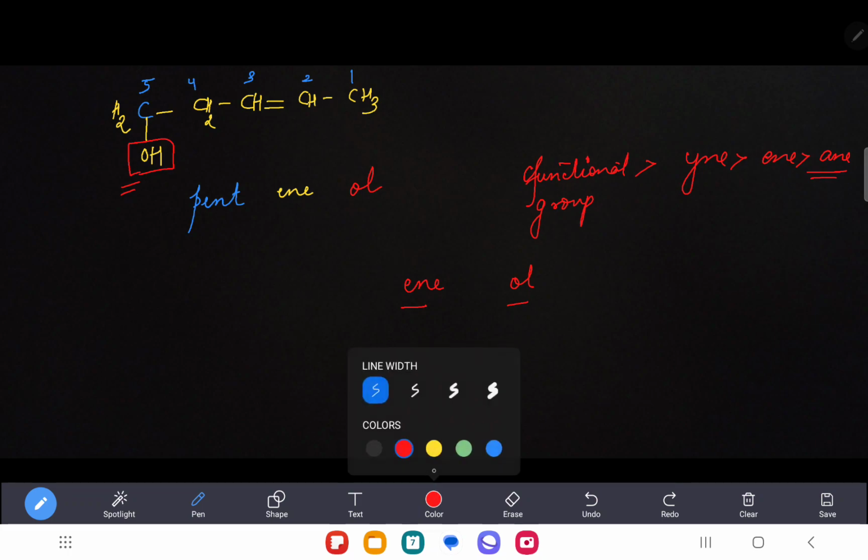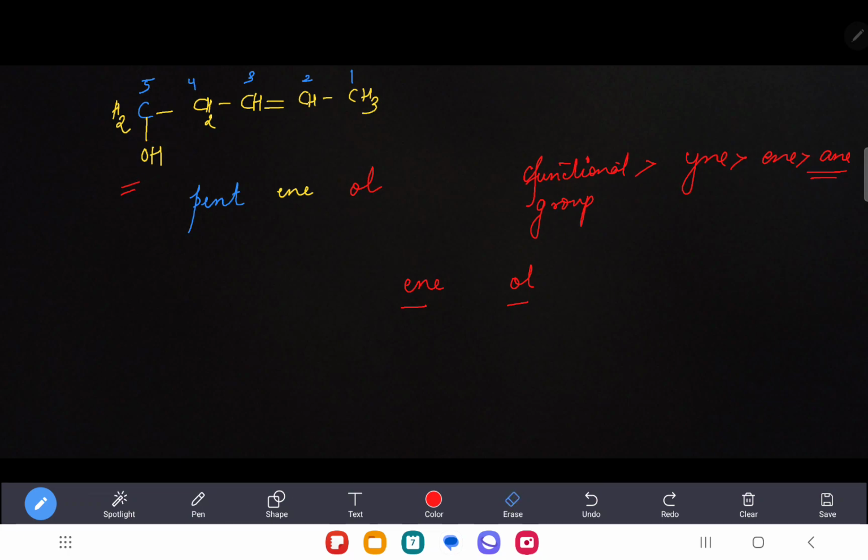So what do you think about the numbering? Is this numbering correct? You tell me. No, the numbering has to be the other way. It should actually be done from which carbon? Carbon 1, 2, 3, 4, 5. So this red numbering should actually be correct, isn't it? And when this red numbering is correct, what does that mean? In my blue numbering, the 3 is of no importance. So it shall become pent 1 ol.